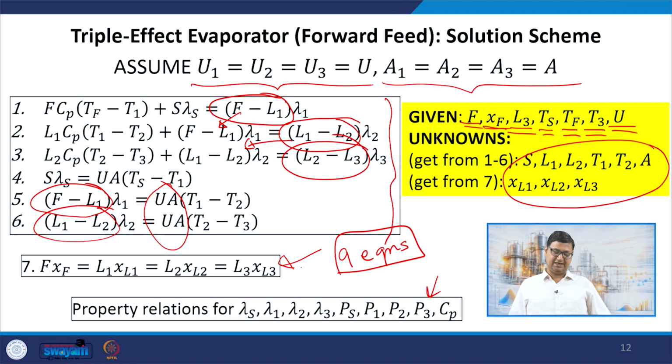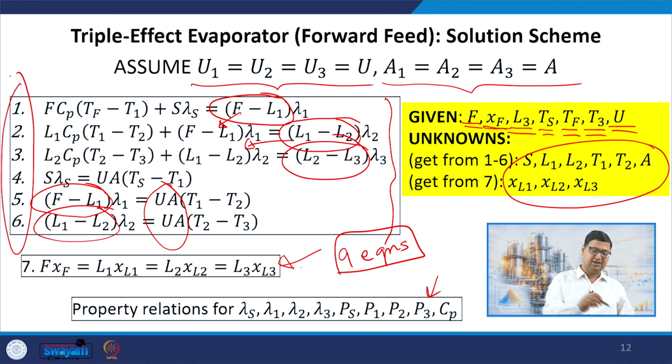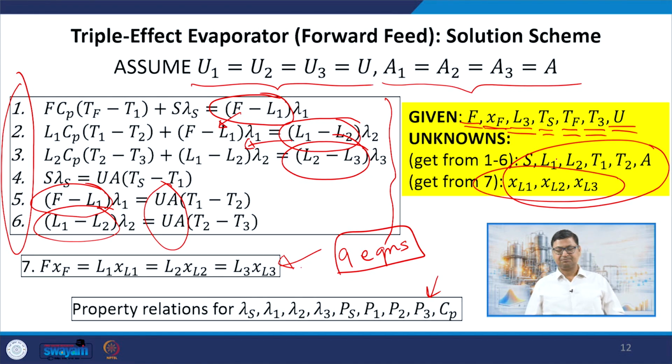One thing you may notice here is that the solute mass fractions are not appearing in the first 6 equations, equations 1 to 6. They do not contain XF, XL1, XL2, XL3, which indicates that I can solve them separately from the other variables. So the unknown values of the mass fractions, I will get from equation 7. It is 3 equations there, 3 equalities. So we can get this from 7. It's very clear because they don't appear at all in the first 6. And the remaining 6 unknowns have to come from the first 6 equations.